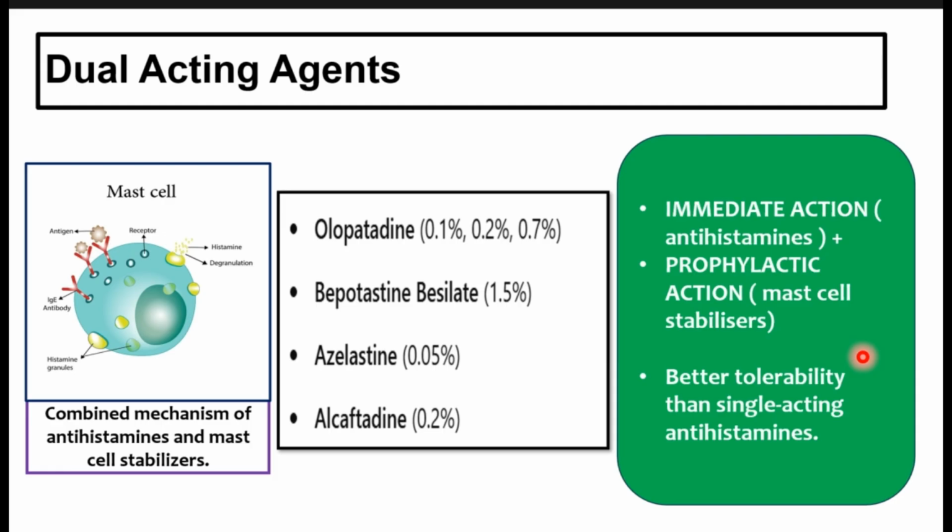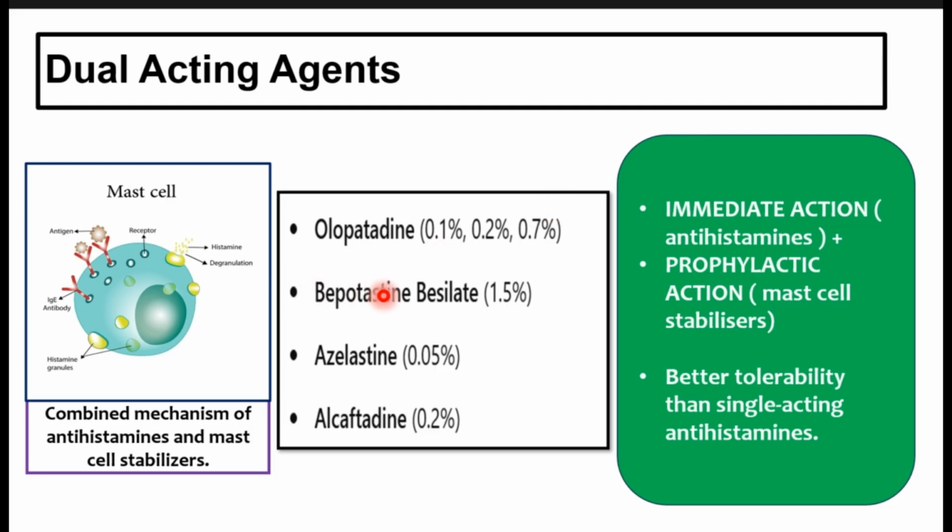So what are the drugs which are available over here? The drugs available here are olopatadine, and olopatadine is basically available in various concentrations as 0.1%, 0.2%, and 0.7%. The 0.1% is used BD, that is 2 times in a day, and the 0.2% and 0.7% are used basically a single time, okay, or once in a day.